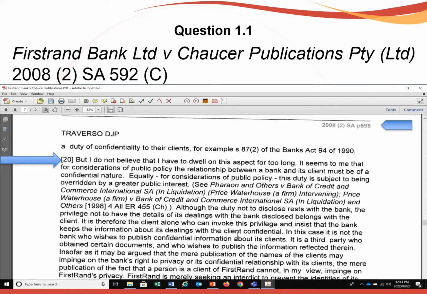Okay, so for the First Rand Bank case, the answer was quite easy. You would have found the answer in your paragraph 20, or if you referred to page 598, we also awarded your mark.